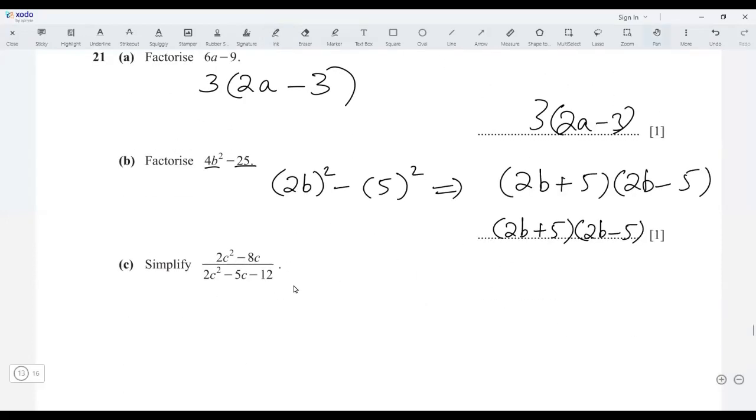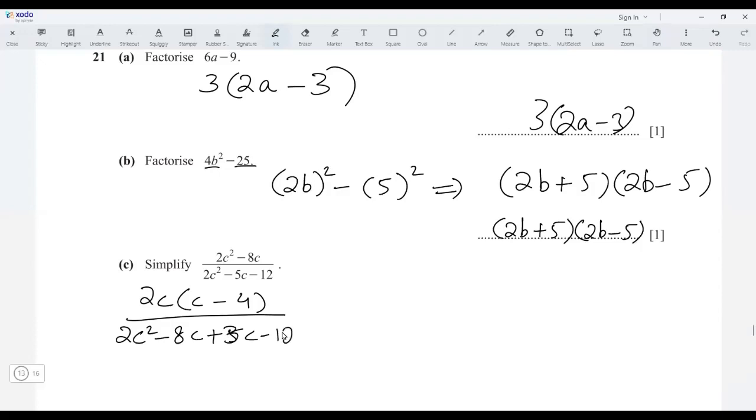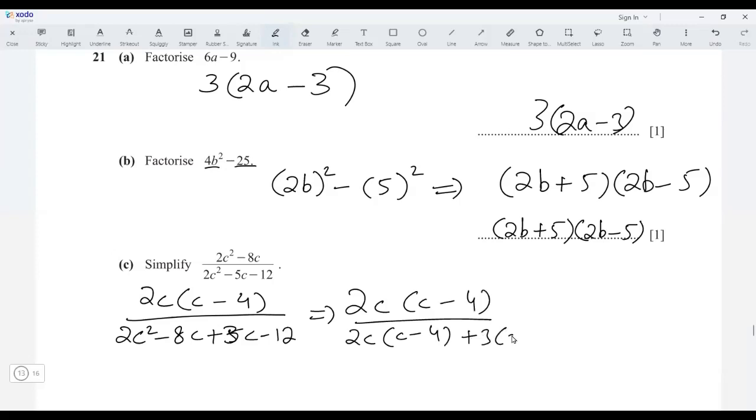Now we have to simplify them. For simplification, we have to do factorization in the numerator as well as in the denominator. So in 2c squared minus 8c, what's common here? 2, and c is to be taken as common. So 2c times (c minus 4) is left, divided by, so we have to do the middle term break. 12 times 2 is 24. Factors of 24, if we do the middle term break, we will get 5c. So it will be 2c squared minus 8c plus 5c plus 3c minus 12. So 2c times (c minus 4) divided by, 2c is to be taken as common, (c minus 4) plus 3 is common, (c minus 4).